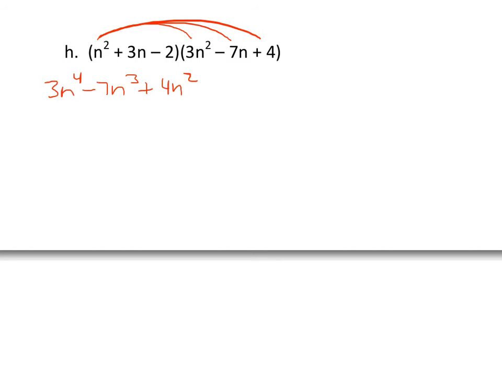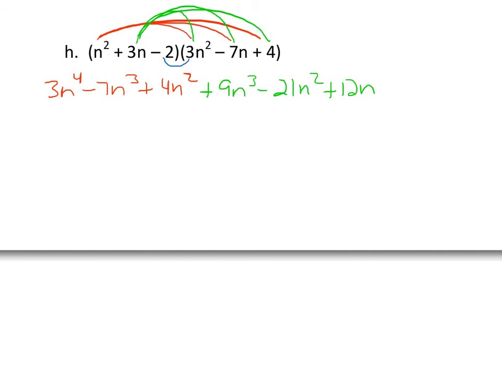We distribute now the 3n, and we get positive 9n cubed, negative 21n squared, and ending with 12n. So as you see, lots of work. Be very careful in your calculations because there's lots of places for error.